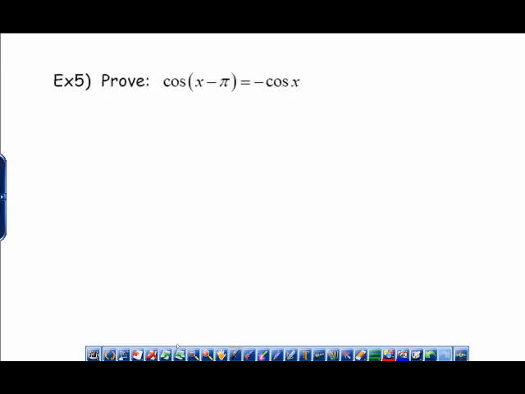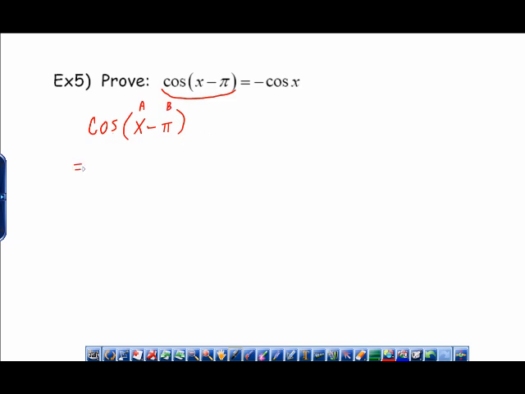All right, now we have a proof with the sum and difference properties. Okay, so I want to start with the more complicated side. So I'm going to go ahead and write it down. Cosine of x minus pi. Now in this case, I'm going to treat x like a and pi like b.